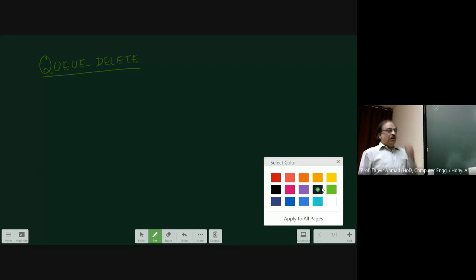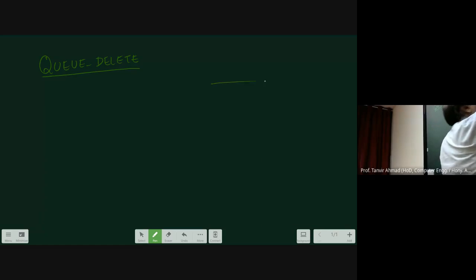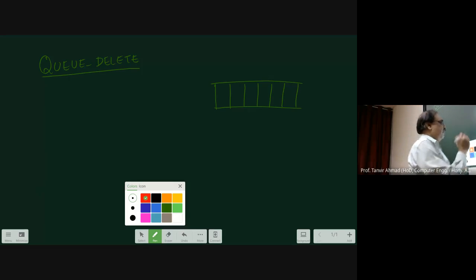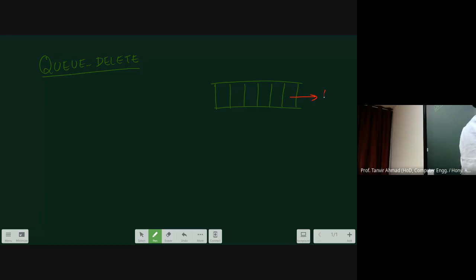Now, what you have done yesterday is that we have a queue like this, where we are having, say, this is the front end and this is the rear end. Deletion will always be done from the front, therefore this is the delete.